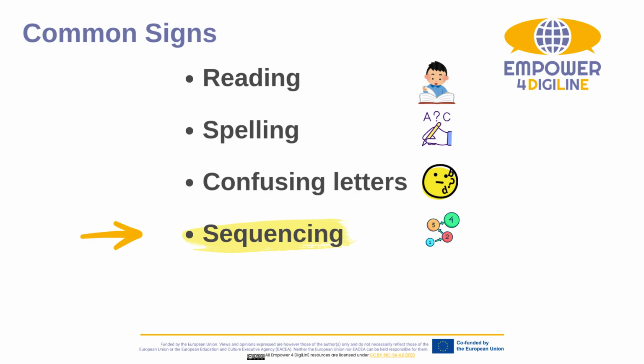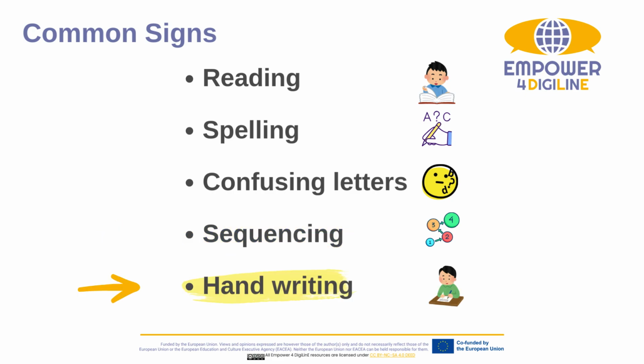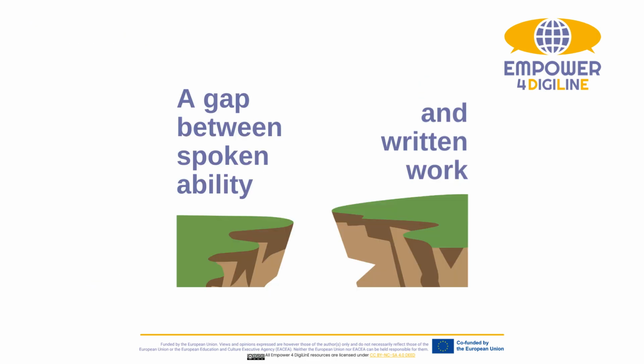Difficulty remembering sequences such as the alphabet, days of the week, or instructions. Poor handwriting or inconsistent spacing between letters. And a noticeable gap between spoken ability and written work. For example, a student who speaks confidently but struggles with writing simple sentences.